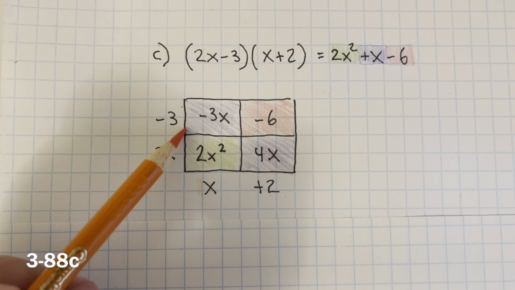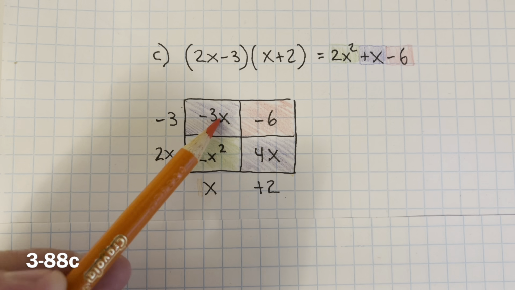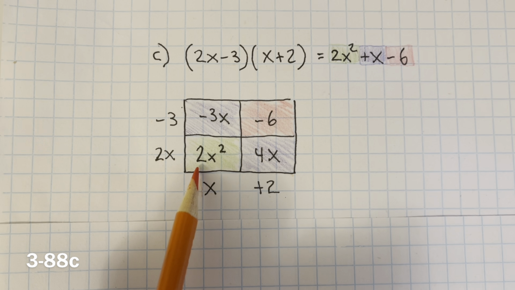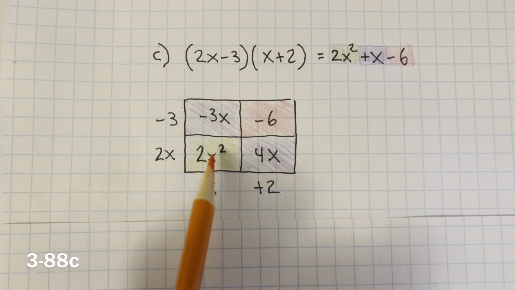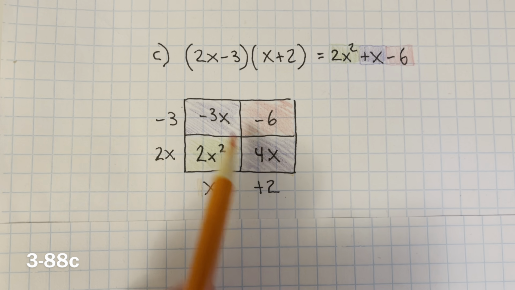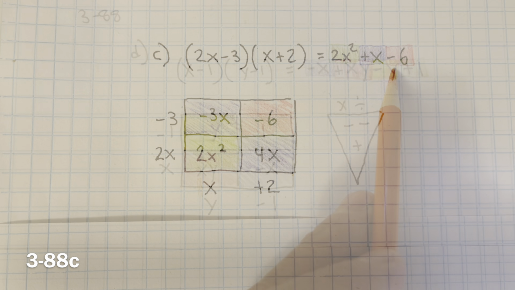And now we can combine like terms. I shaded them in. Both of them are this purple color. And I'm going to go ahead and write the area written as a sum. So I have 2x squared plus 4x minus 3x is x, and negative 6, or minus 6.